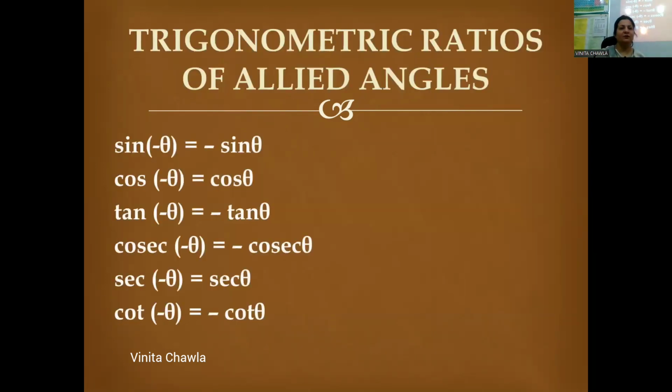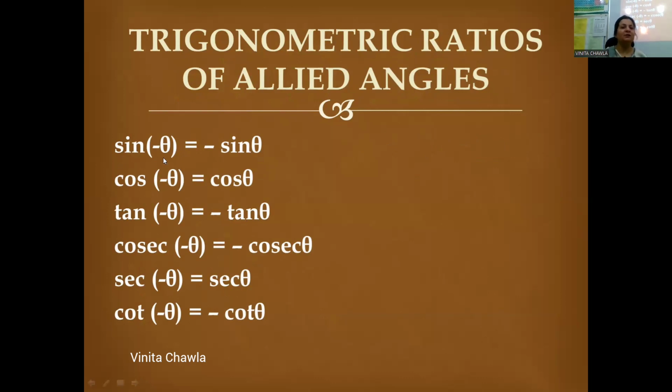If we have sine minus theta, sine minus theta is minus sine theta. Cos minus theta is cos theta. Tan minus theta is minus tan theta. Cosec minus theta is minus cosec theta. Sec minus theta is sec theta. And cot minus theta is minus cot theta.